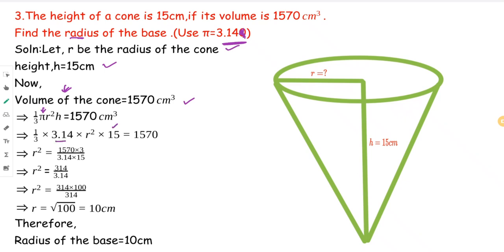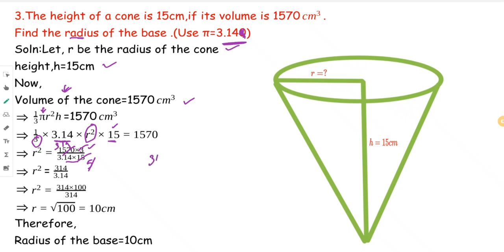Height is already there, so I'm trying to find this radius. So we have to do cross multiplication. So 3.14 and 15, the numerator, they will go down to the denominator. This 3 is in the denominator, it will go up in the numerator, right? And 3 ones are 3, 5 threes are 15, 5 ones are 5, 5 fours are 20.